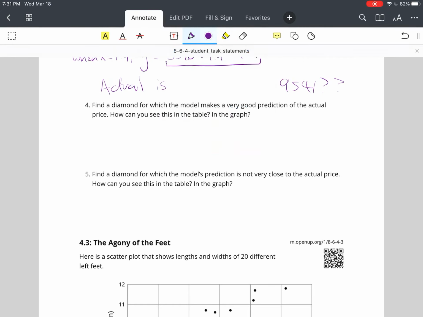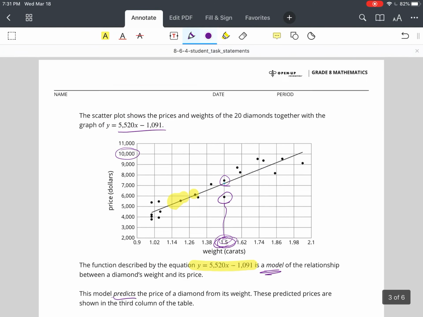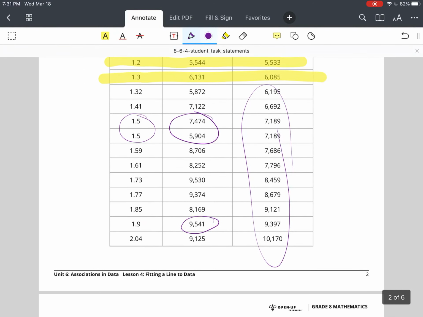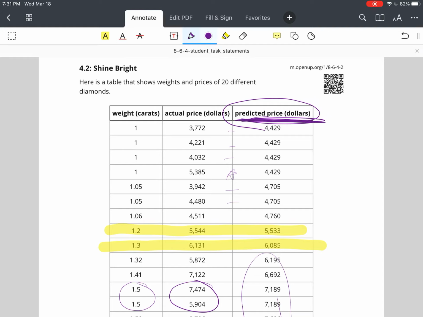Find a diamond for which the model's prediction is not very close to the actual price. How can you see this in the graph or in the table? So in the table, you're going to be able to see the difference, right? The difference is going to be really big. And in fact, because I'm a nerd, there should be a fourth column that says residual. And the residual should either be positive or negative. How you calculate it is the predicted minus the actual.